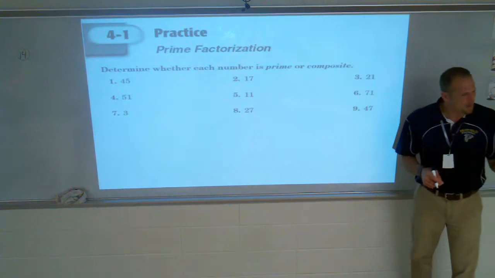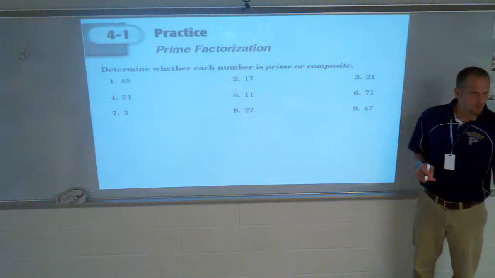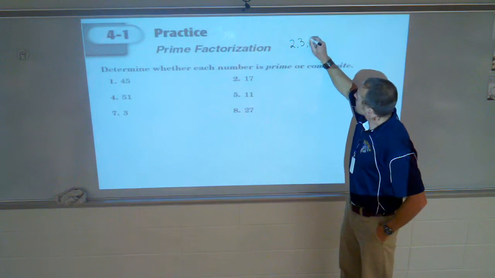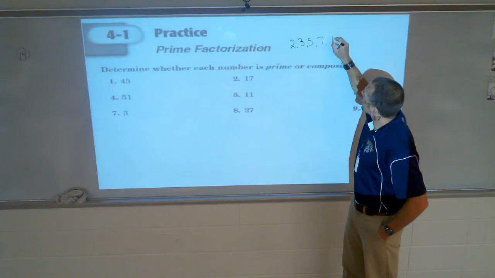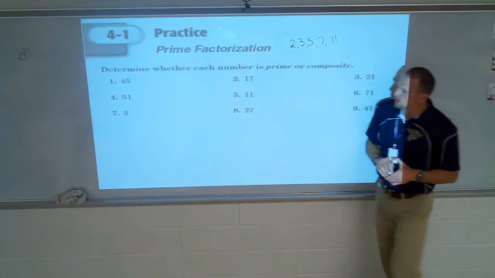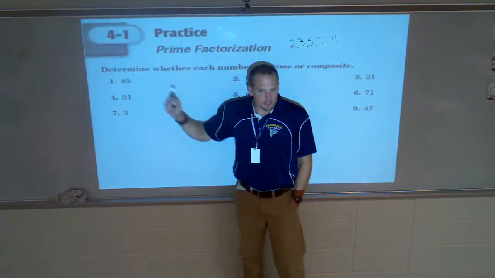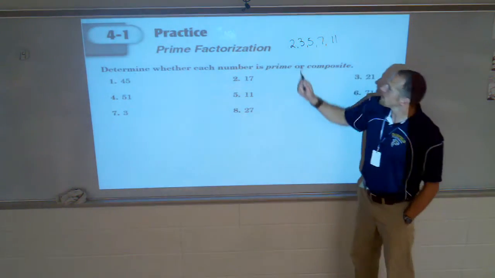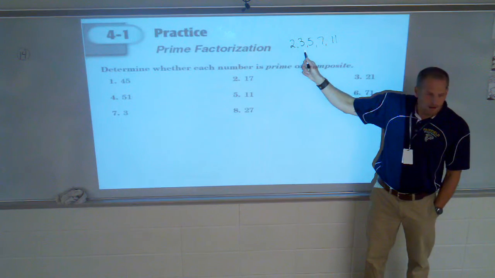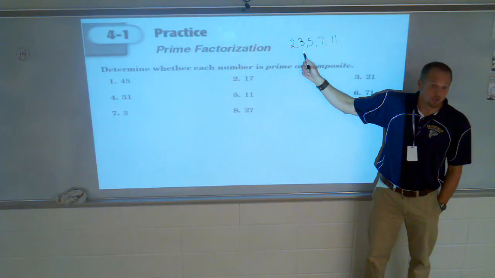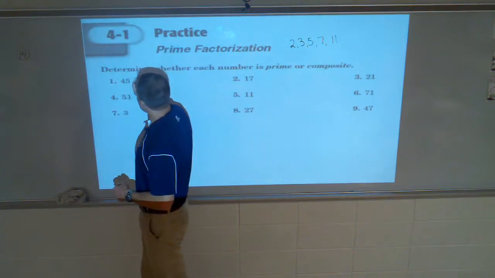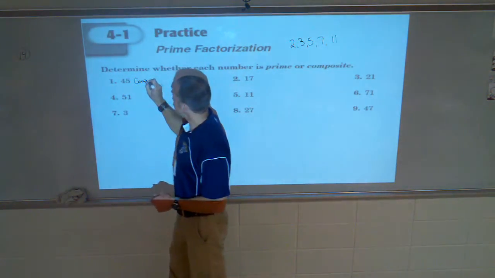But what were my key primes again? 2, 3, 5, 7, and 11. And so what I'm going to do is I'm just going to look at this number and I'm going to ask myself, can I divide it by 2? And I can't. Can I divide it by 3? Yep, I sure can. So if I can divide it by something, 3 and 15, this is composite.